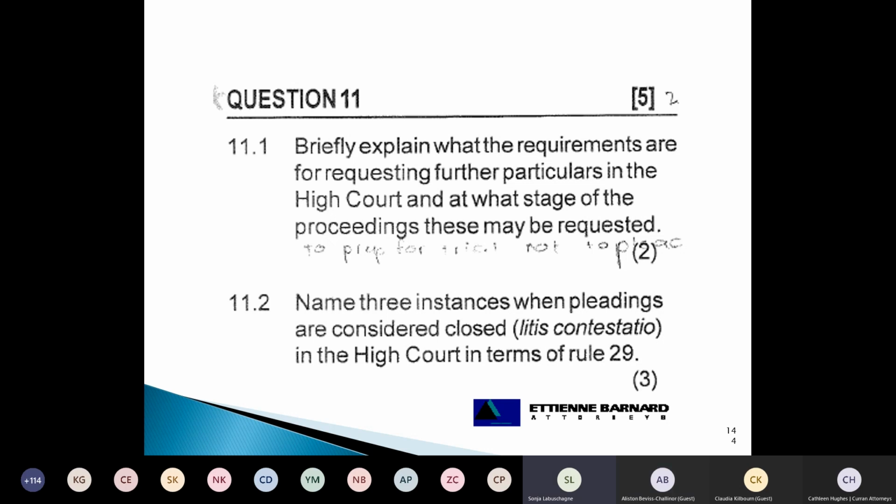Yes, Kenneth. You resume with the trial. You go to trial. Now you bring an application to court to declare that pleadings have closed. All right, so that's one. What other two instances is pleadings closed?